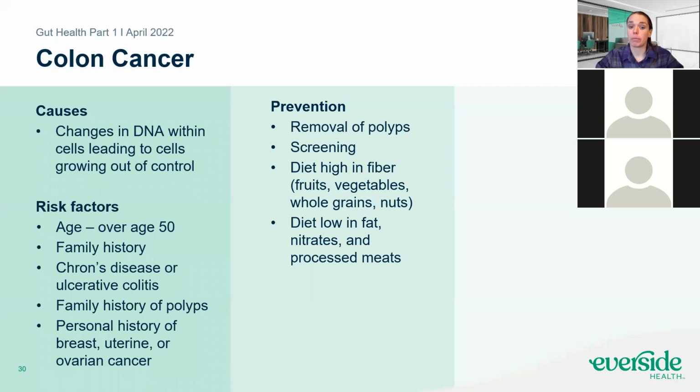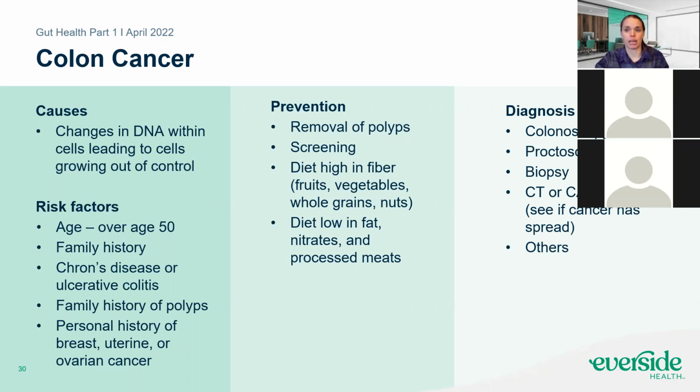Having a diet high in fiber, fruits, vegetables, whole grains, and nuts can help prevent it. A diet low in nitrates and processed meats also helps prevent colon cancer. That's a big thing too for risk factors for any colon diseases, diverticulitis, Crohn's disease, ulcerative colitis. Usually what helps prevent it is having that high fiber diet. Hopefully it'll make more sense when we talk about the microbiota in the next session.